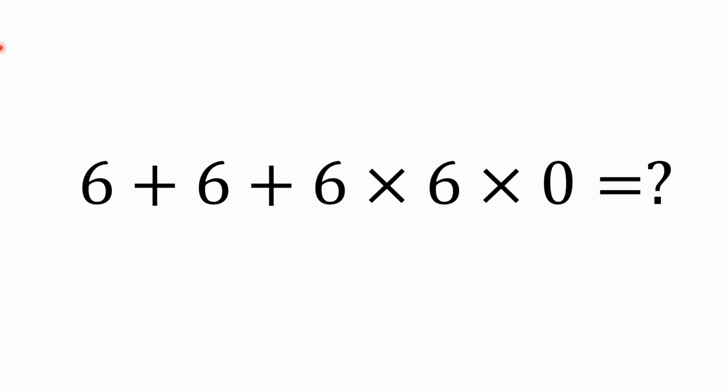Hello everyone, we have a simple problem again. It's a mixed operations problem that mixes addition and multiplication. I've seen this problem go around on Facebook. A lot of people are getting it right, a lot of people are getting it wrong, and I'm a little bit surprised by some of the answers, but we're going to go through this problem. It's 6 plus 6 plus 6 times 6 times 0 equals what?